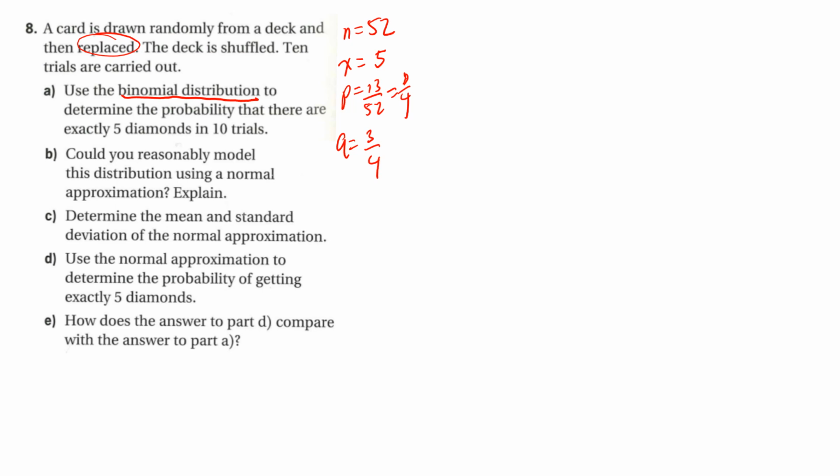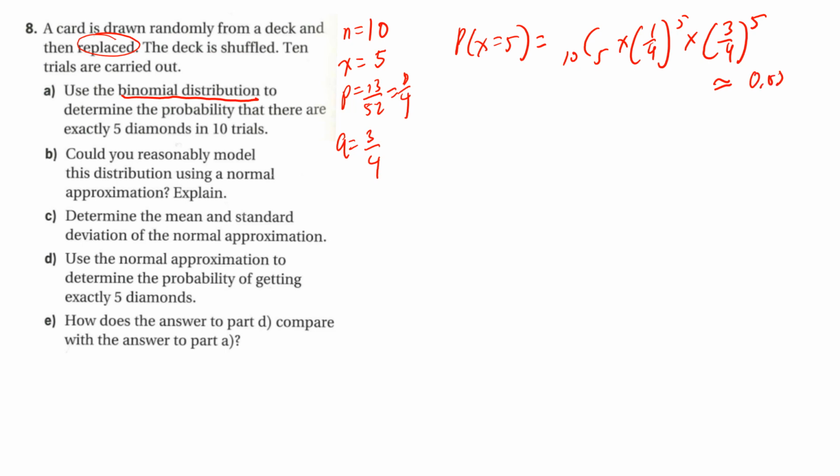Sorry, my mistake. N is not 52. We are taking out 10 cards, so 10 trials. Plugging the numbers in, we should get 10 choose 5 times 1 over 4 to the power of 5 times 3 over 4 to the power of 5, which is going to give me about 0.0584, about a 5.84% chance.